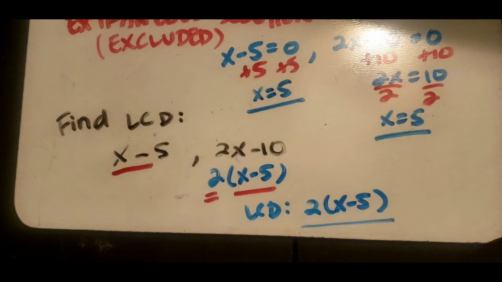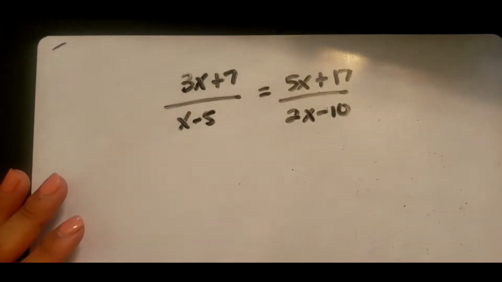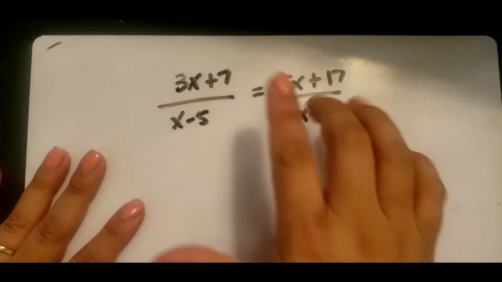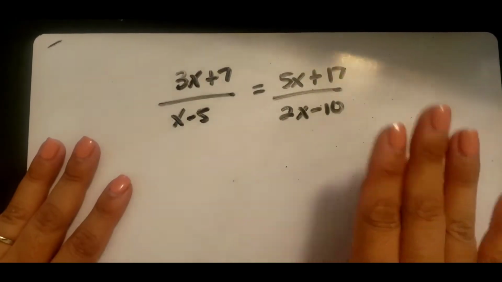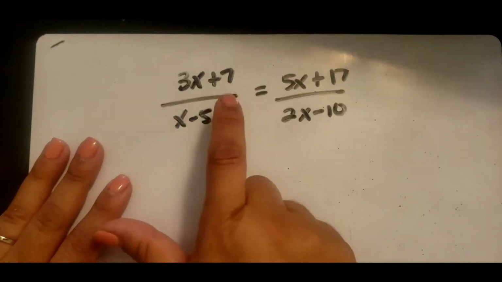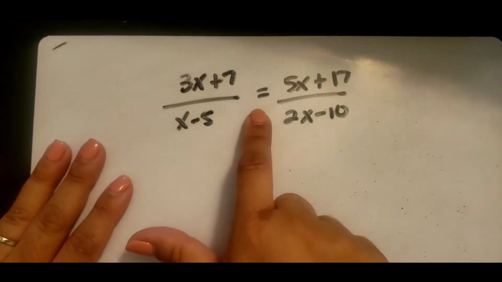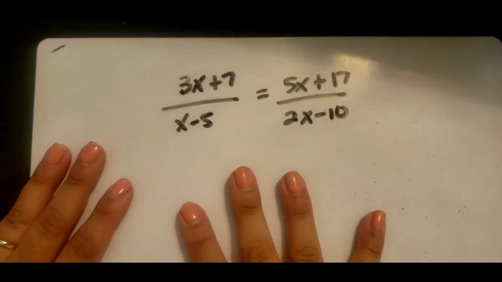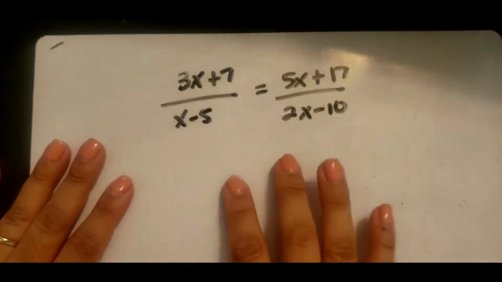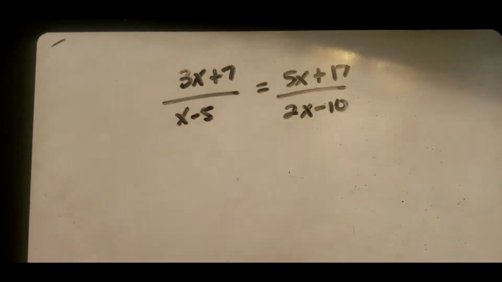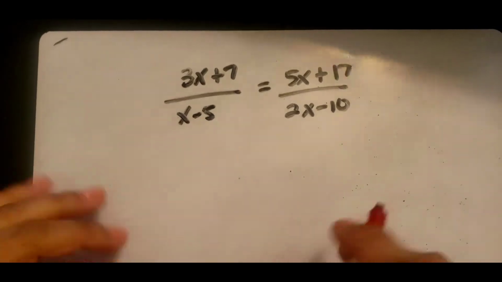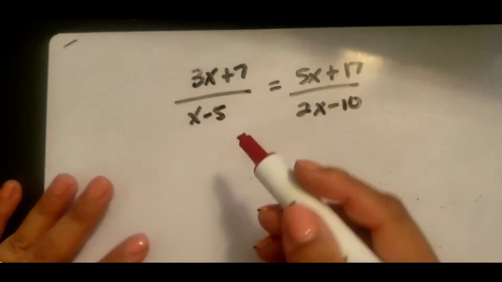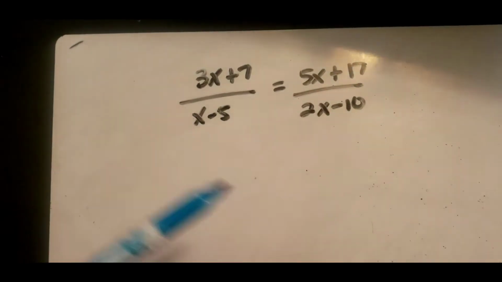All right, so now we're going to bring that into solving it. So let's get started. I took the liberty of rewriting the equation again on a different whiteboard. So we still have our other whiteboard. We have 3x plus 7 over x minus 5 equals 5x plus 17 over 2x minus 10. So we're not adding or subtracting these fractions, but notice they're equal to each other. So I'm actually going to rewrite these. I'm going to subtract this fraction and move it to the left-hand side.